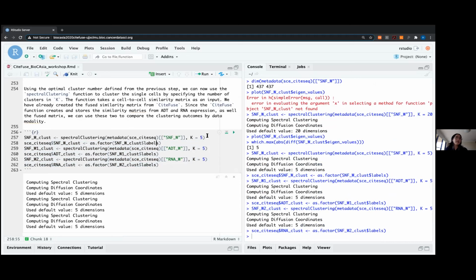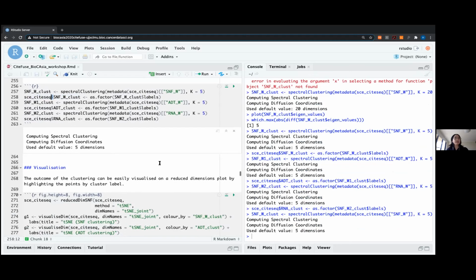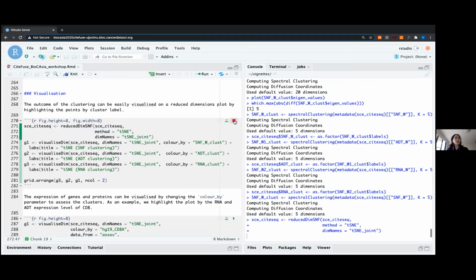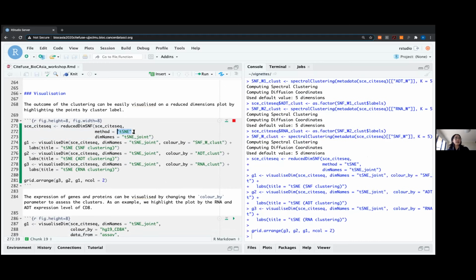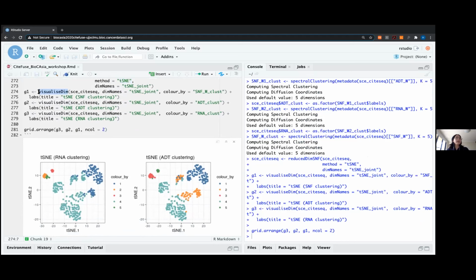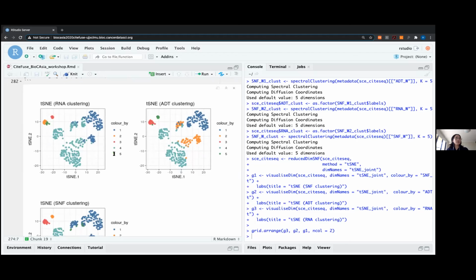For the clustering algorithms, how we designed it is we run the clustering algorithm, and then you have to manually extract the labels and insert them into the colData of our single cell experiment using this $ sign. And using our reducedDimSNF function, you can extract the coordinates of the reduced dimensions for t-SNE and UMAP. At the moment, we allow t-SNE and UMAP reduced dimensions. And again, using the visualizeDim function, we can see what the reduced dimension looks like.